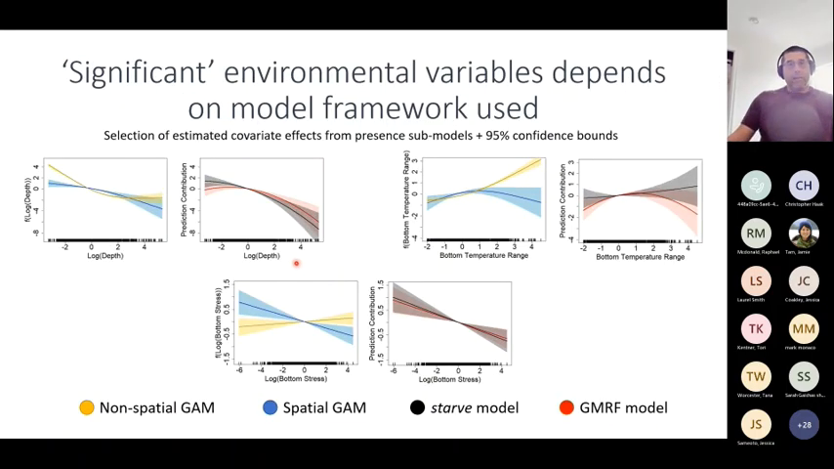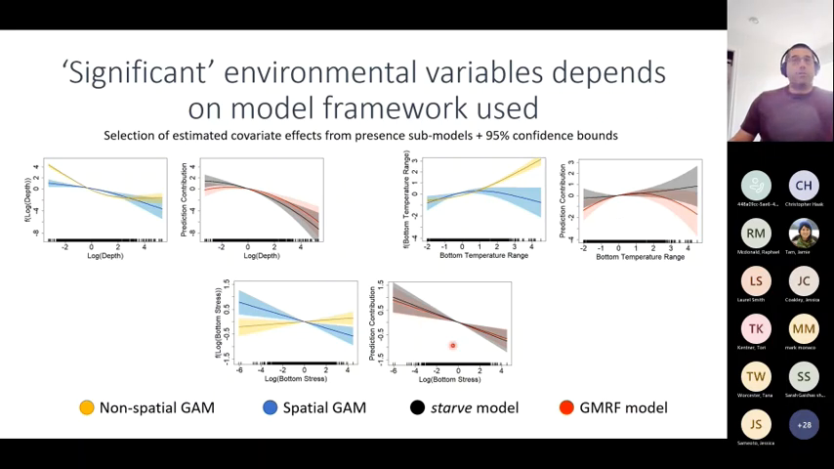The other thing that really, I think, has a big impact down the road to think about. So we have our 4 models here. I'm colorblind, so this color, where my mouse is, is the non-spatial GAM. I think this is blue. This is our spatial GAM. It's definitely black. That's our STARV model. And that color, which may be red or green, is our Gaussian Markov random field model.